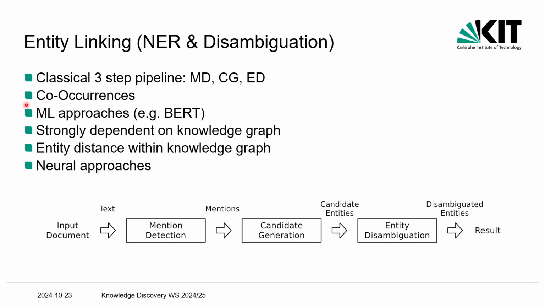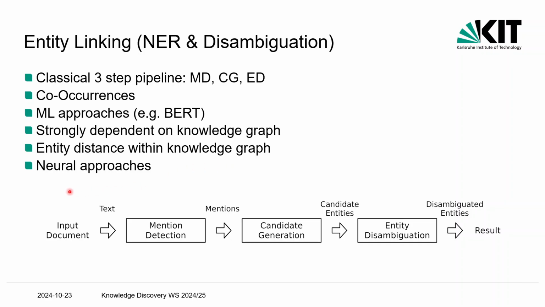Some ways that can actually be done is by looking at co-occurrences, which is more of a statistical approach. And then you have other approaches which make use pretty heavily of BERT. Entity linking is strongly dependent on the knowledge graph because you might want to link to DBpedia or Wikidata and get different results. One way that people also do is to check the distance from one entity to another within a knowledge graph, and then say, okay, these are closely related, so they should belong together within a sentence. But mainly it's ML approaches or, more neural network approaches nowadays.